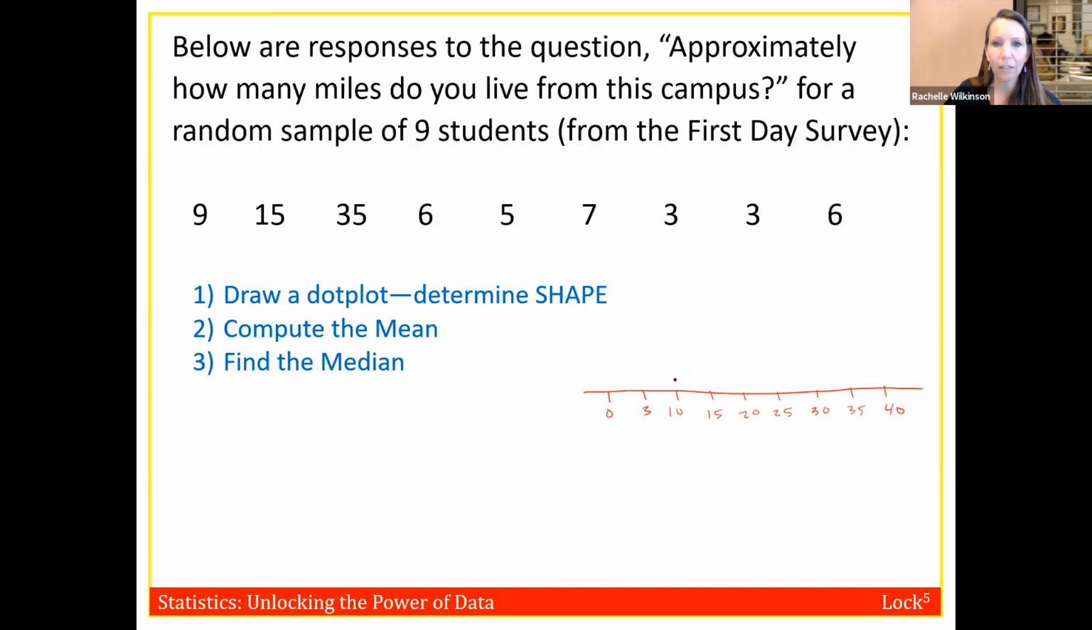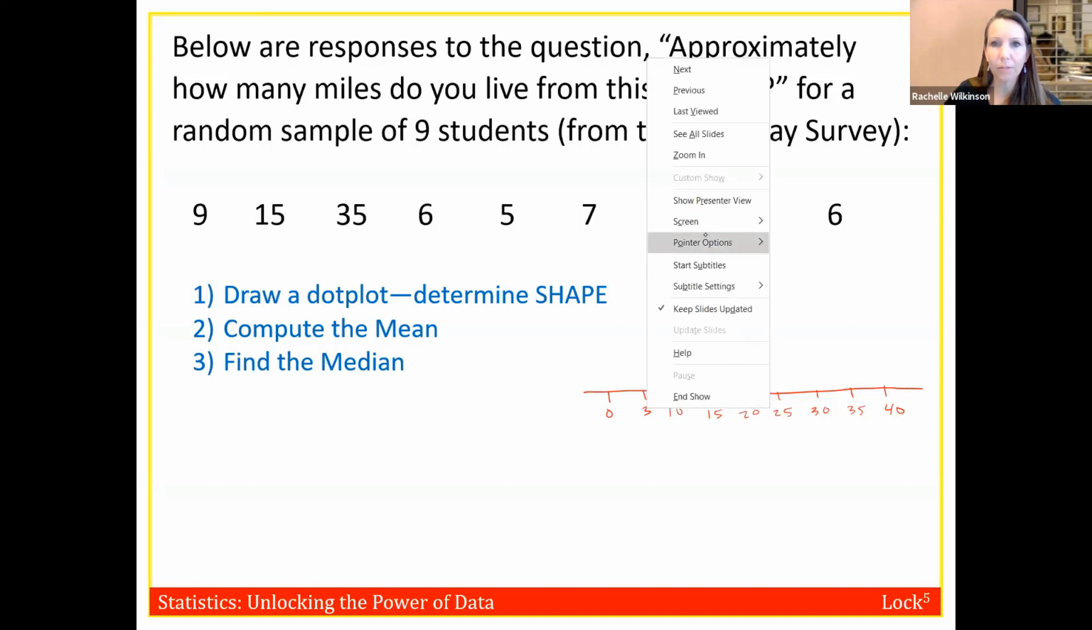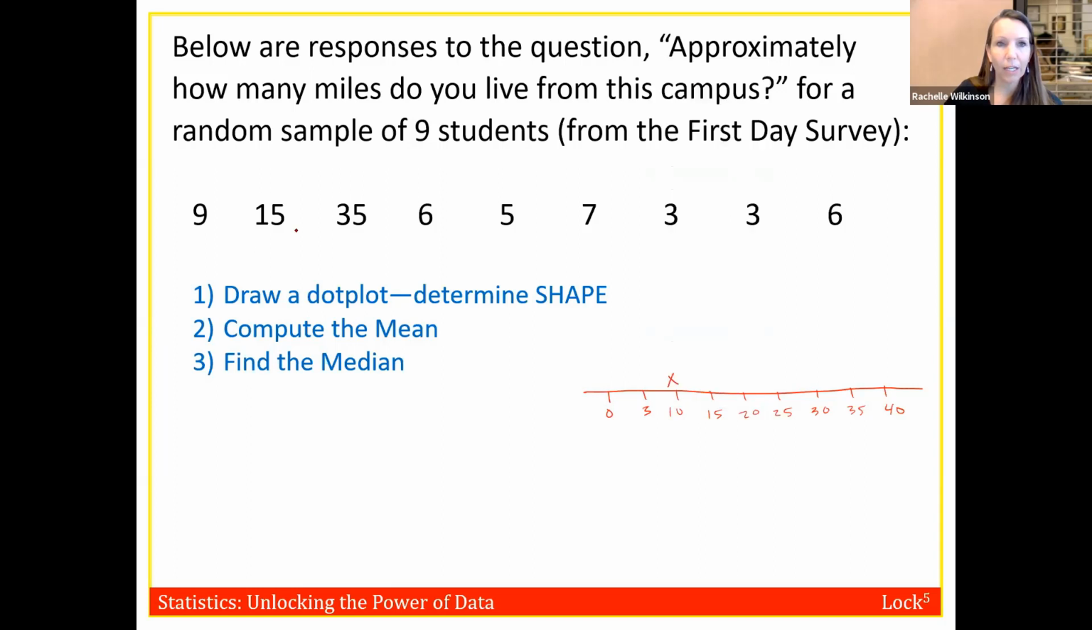So I have 9, so 9's around here. So I'm going to put an X or a dot. This was a 5, by the way. It kind of looks like a 3. Now I made it look like a 5. Whoops. Okay, and then I have 15, so that's here. 35, here. 6, so 6 is about right here. 5, 7, so I've kind of got a bunch all squished together here. 2 3s, so that's going to be 3, 3, and then 6, so that one was here. All right, so this is kind of a little squished dot plot here, but we can get a general idea of the shape of this distribution even from this little dot plot here.